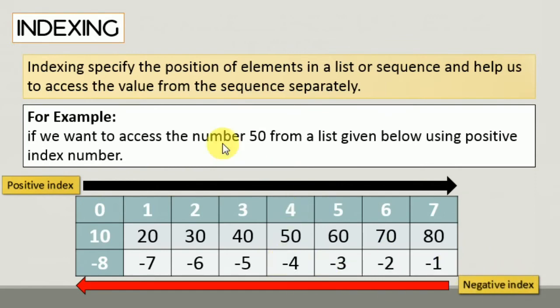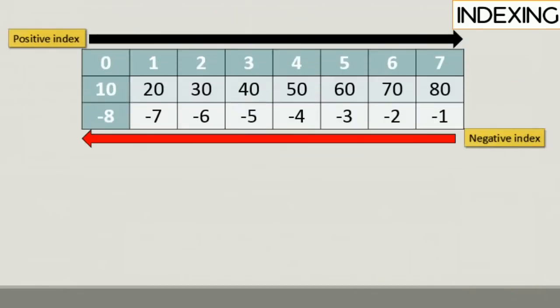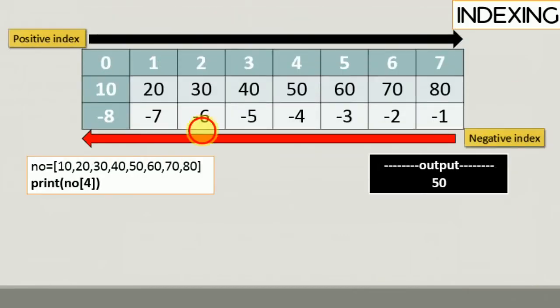And if we need to access this 50 using the positive index value, where is it? Here. So how are we going to access this value? We have to write down the line. Here it is. What is that line? print no of 4. no of 4 in positive is going to access that value. But if we count 1, 2, 3, 4, it is the 5th place, but according to the index value it is the 4th place. So 4 is going to give me access to this 50.